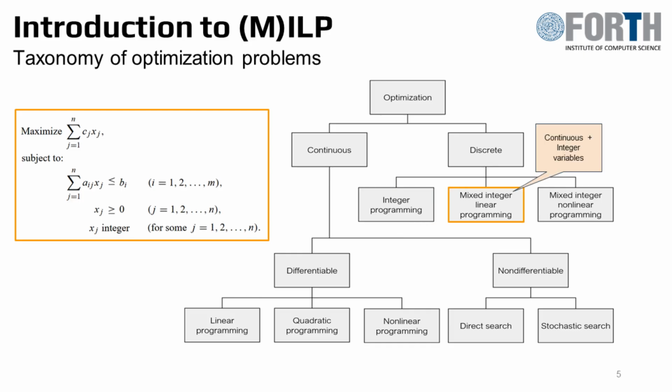Most real-world optimization problems combine continuous and integer variables. This leads to mixed integer linear programming, or MILP. Consider a supply chain example. You might decide whether to open a warehouse. This is a binary variable. Once open, you decide how much product to ship through it. These are continuous flow variables. The binary decision changes the structure of the feasible region, while the continuous variables determine operational quantities.